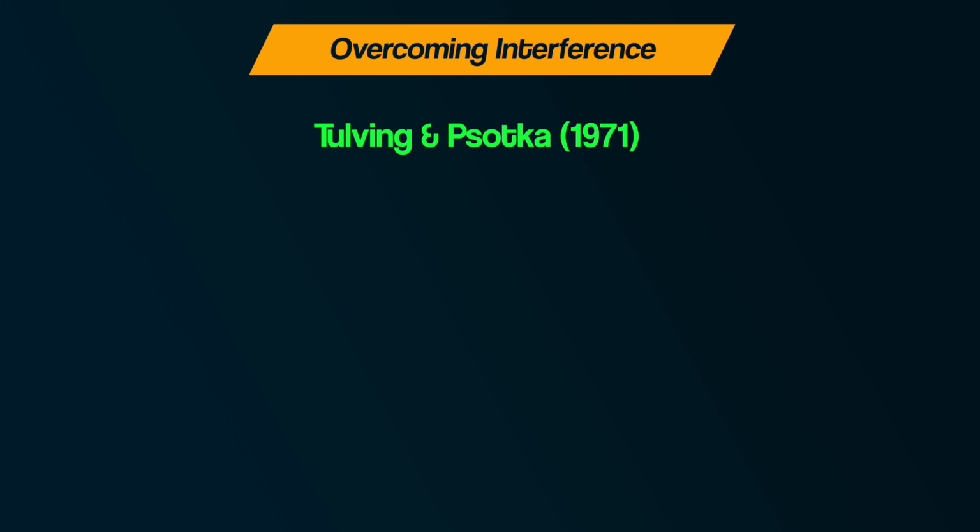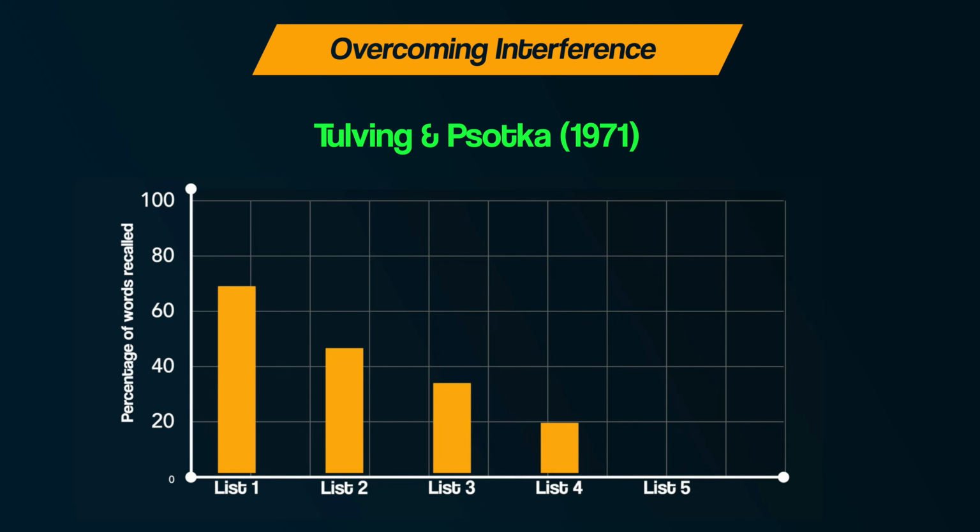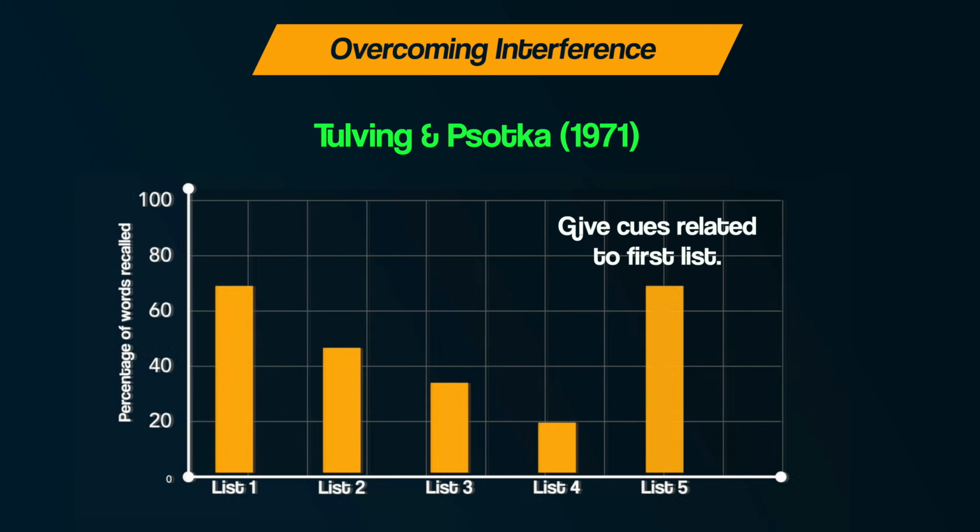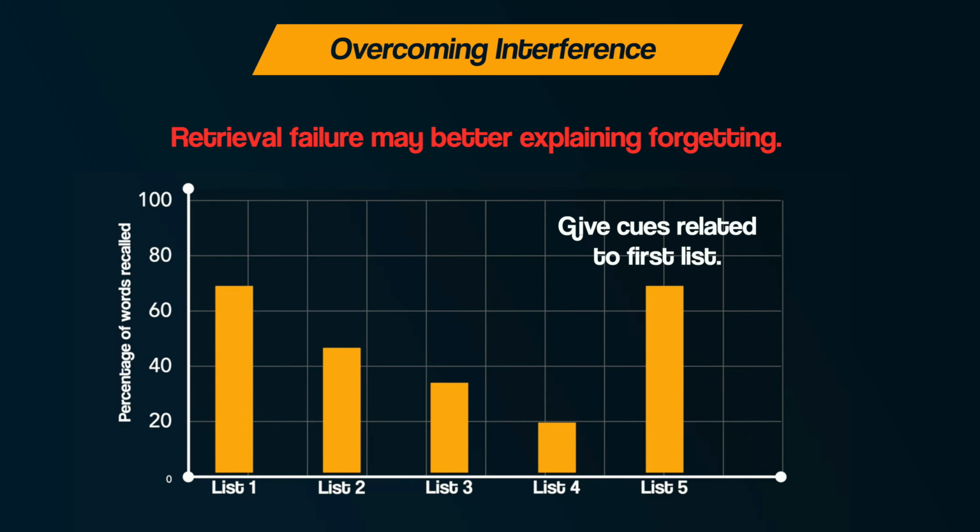Finally, in their 1971 study, Tulving and Psotka found that participants forgot the words in an original list that they had learned, the more lists of words they had to learn afterwards. But when participants were given a cue to help recall the original list of words, recall improved significantly. This suggests that while interference may hinder memory retrieval, the information is still available in long-term memory, and retrieval failure due to lack of cues rather than interference may explain forgetting.